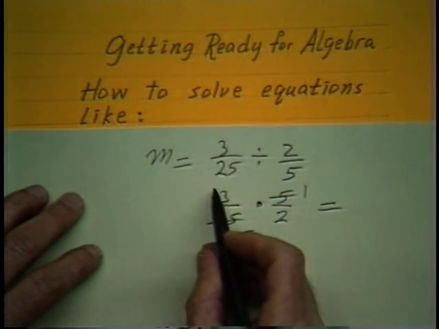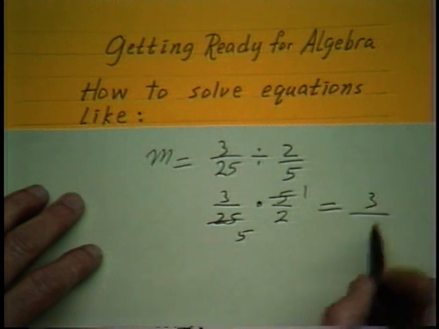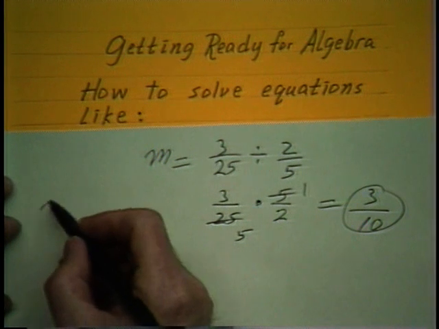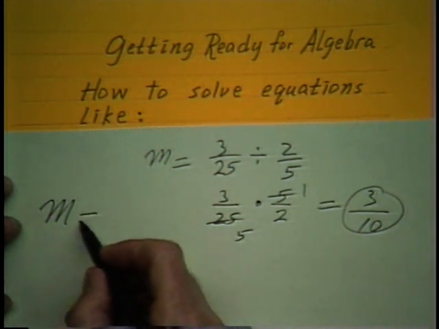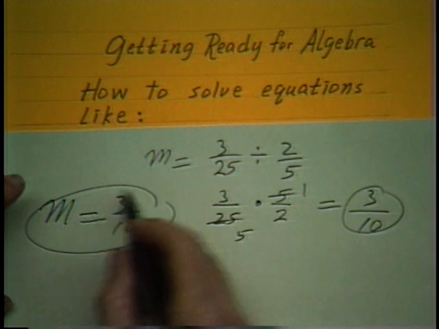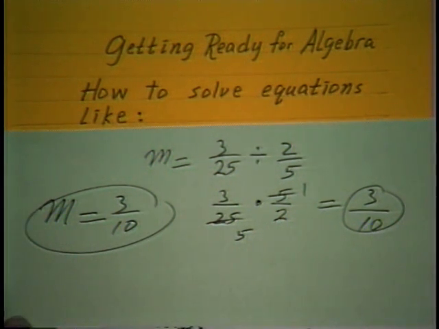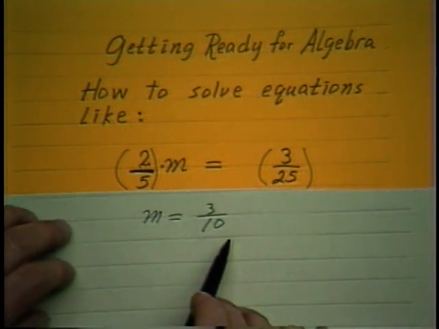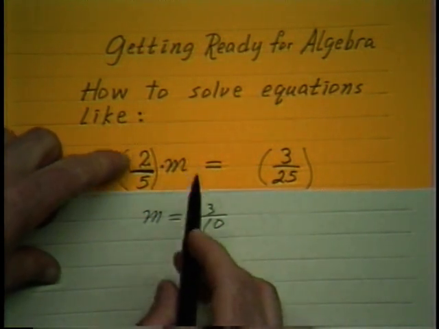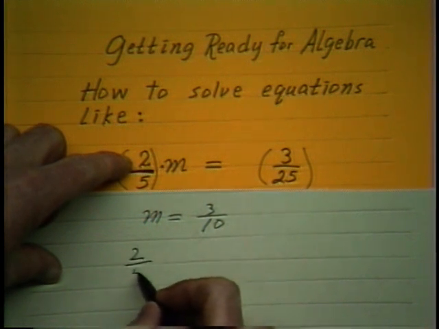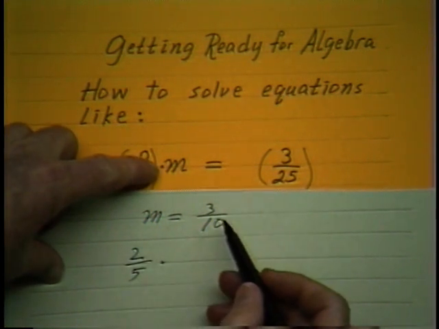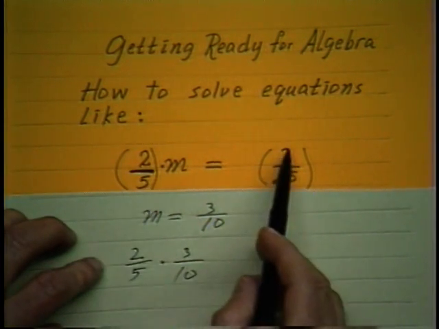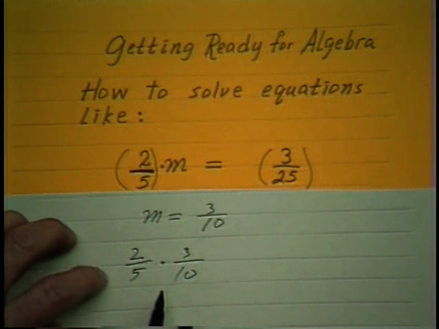Follow through on the multiplications. 3 times 1 is 3. 5 times 2 is 10. And I'm done. So my number, which we call m, is 3/10. Now, let's check. We're claiming that m was 3/10. Well, the sentence is also claiming that if I take 2/5 times m, which we now think is 3/10, the product should be 3/25. Let's see if that's the case.